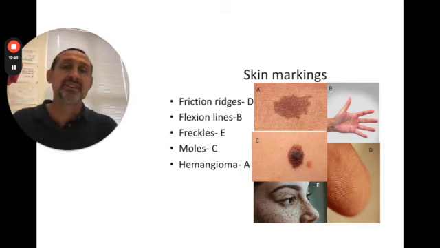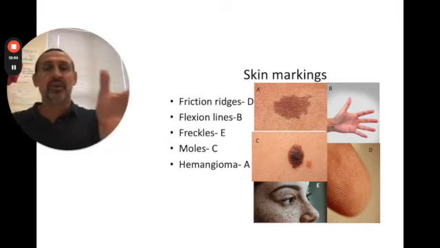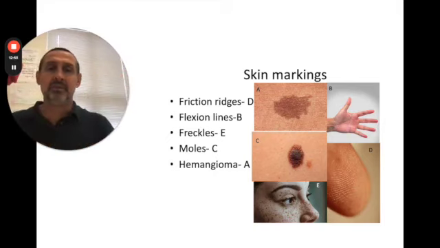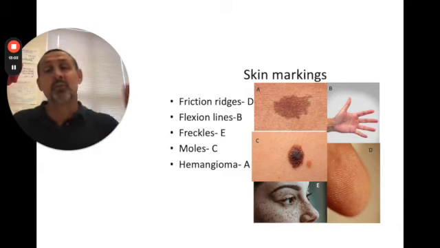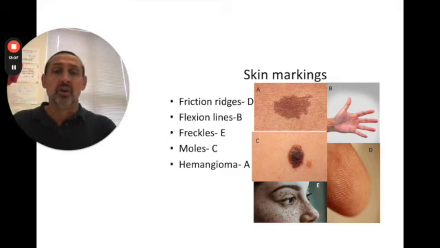Here are some skin markings that you might see, and you can see them here. The friction ridges, that makes up your fingerprints. The flexion lines, that's like where your skin is bent and creased, like here on your hand, for example. The freckles, which is accumulation of melanin, or moles, which are accumulation of melanin as a result of UV exposure. Lastly is hemangioma, or a birthmark. That concludes this video.